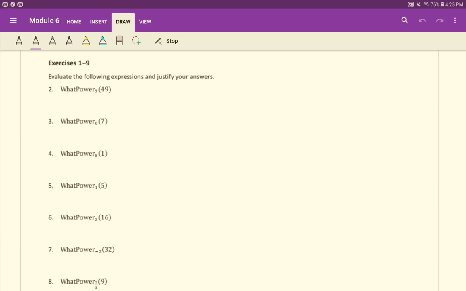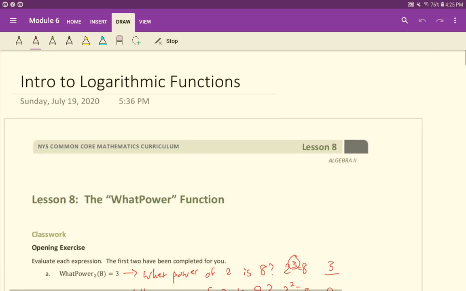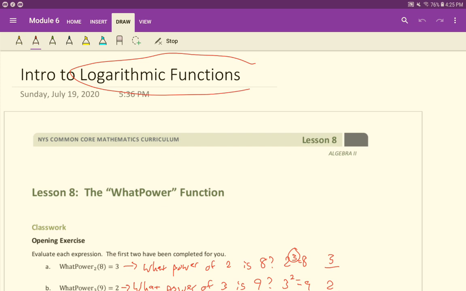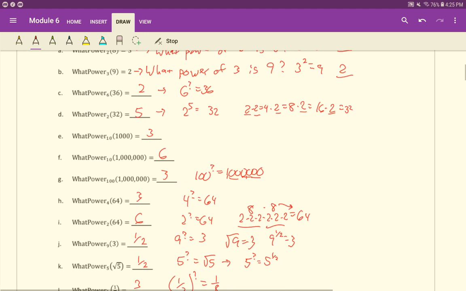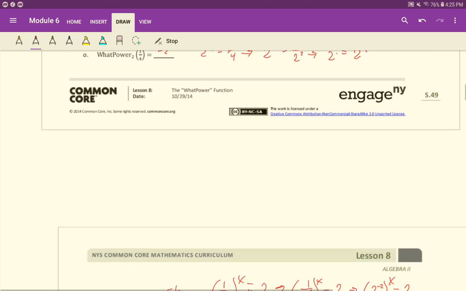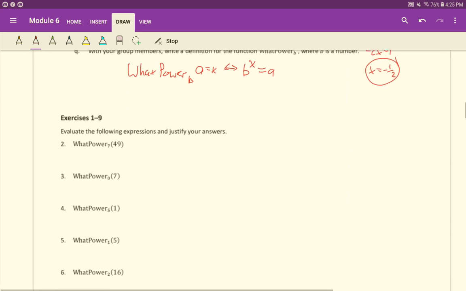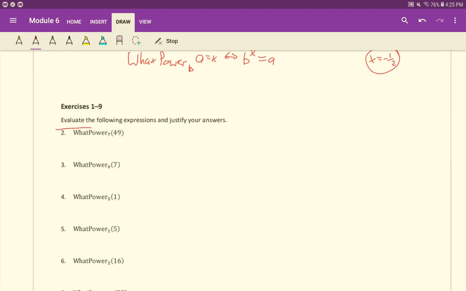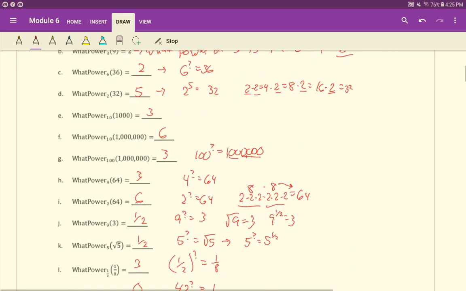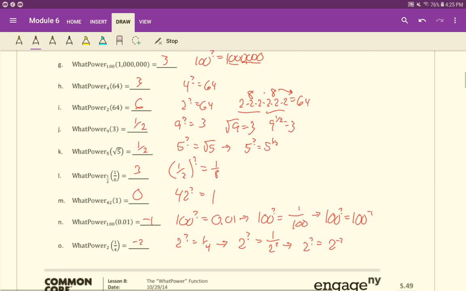All right, welcome back. So we're going to continue our look here at logarithmic functions, which might be a little confusing because we haven't really looked at logarithmic functions yet. We've only looked at these "what power" functions and stuff. But you'll see the connection here in a little bit. We're going to continue our look, though, at these "what power" functions. So again, exercises 1 through 9 are very similar to the ones we just did for the opening exercise.